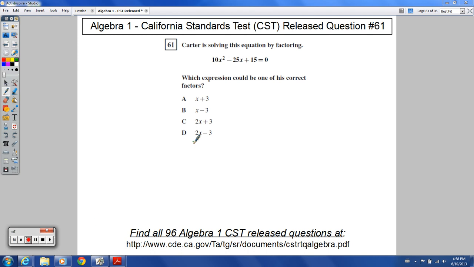Hello everybody, welcome to Algebra 1 CST release question number 61. It says Carter is solving this equation by factoring. So we'll think about that. It's factoring, not quadratic formula. We don't have to use that here.